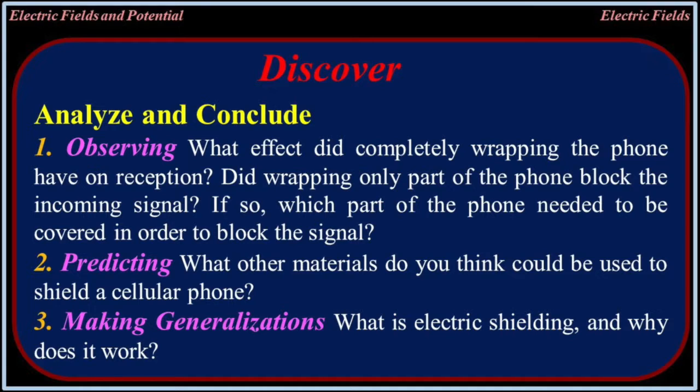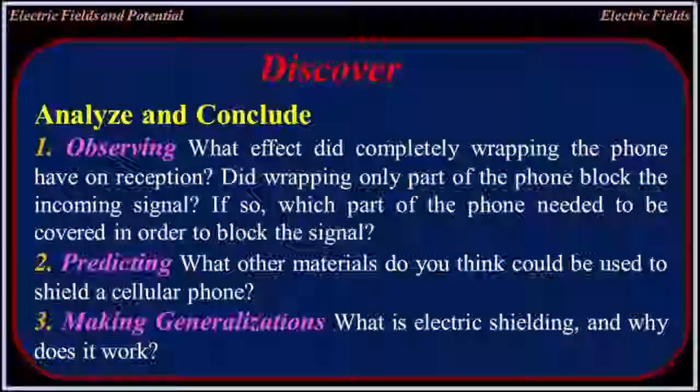Analyze and conclude. What effect did completely wrapping the phone have on reception? Did wrapping only part of the phone block the incoming signal? If so, which part of the phone needed to be covered in order to block the signal? Predicting: what other materials do you think could be used to shield a cell phone? Making generalizations: what is electric shielding and why does it work?